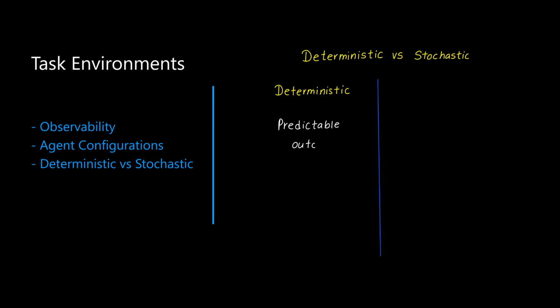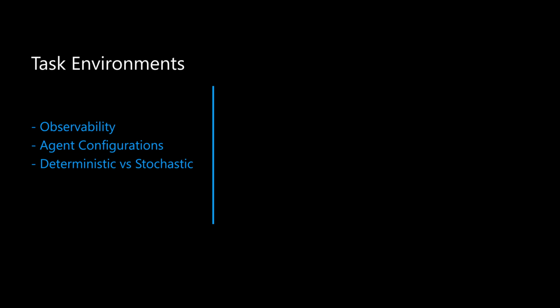Non-deterministic or stochastic environments involve randomness or uncertainty. Rolling dice is stochastic. Moving a chess piece is deterministic. The exam often asks you to classify scenarios by this dimension.